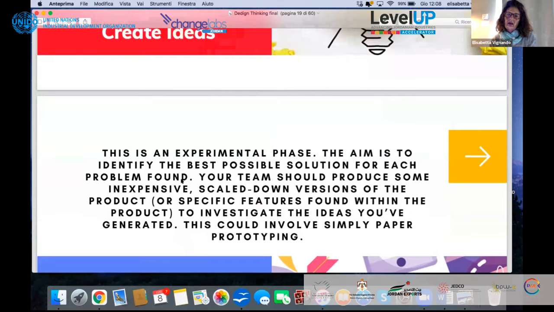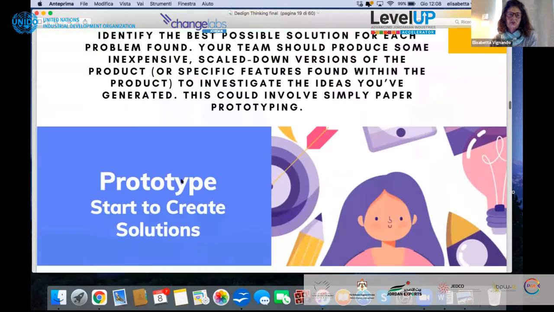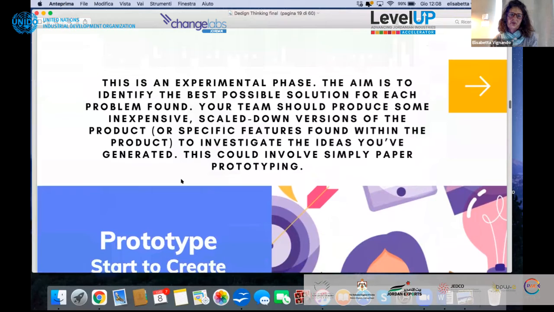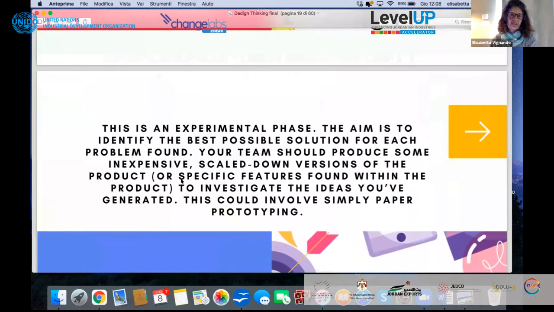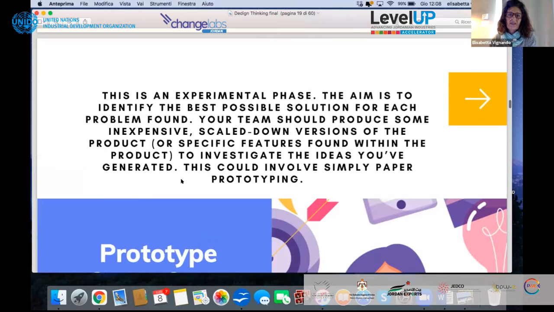This is the prototype. The prototype step is the experimental phase. The aim of this is to identify the best possible solution for each problem found. So your team should produce an inexpensive scaled-down version of the product. This is just to test and to investigate if your ideas are good or not.